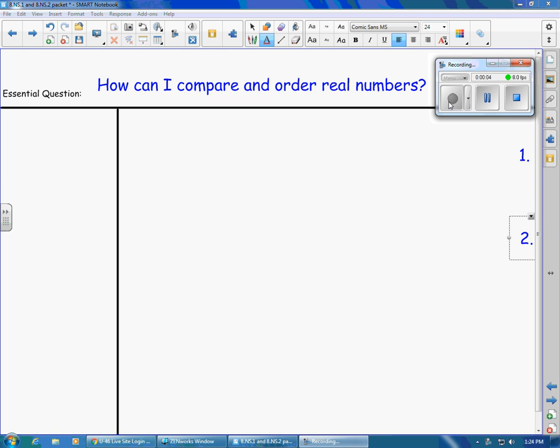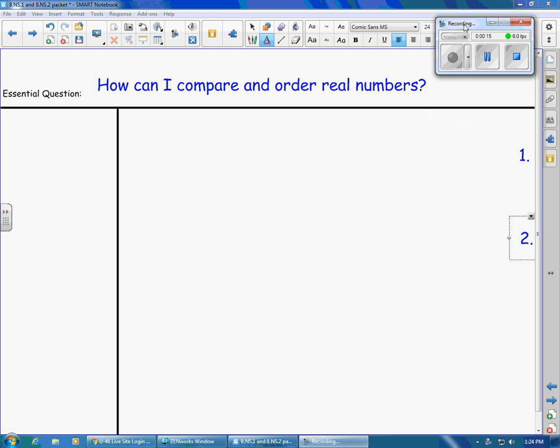This is lesson 12 of module 7. You're in the supplementary material packet on page 21. And your essential question for this lesson is, how can I compare and order real numbers?